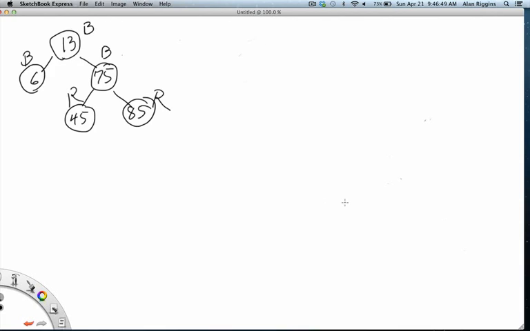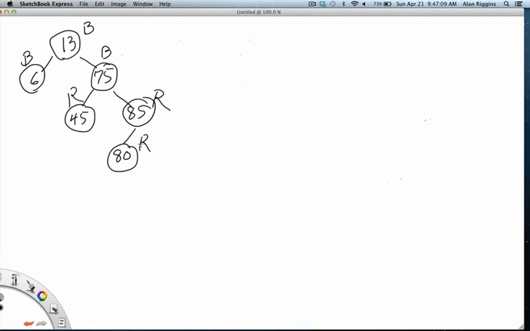Okay, I have just moved our tree up to the side here so we can continue our discussion. And now I want to insert an 80. And it's red. So we have a red violation. The 80 and the 85 are both red.